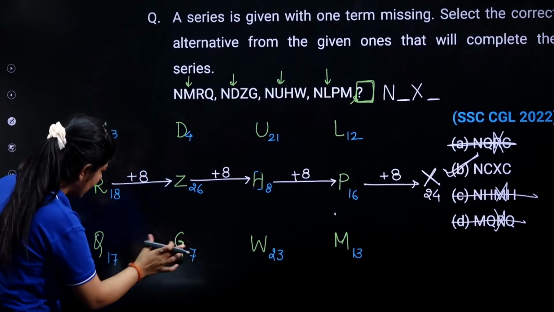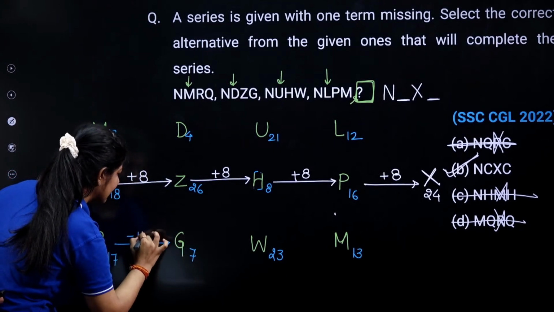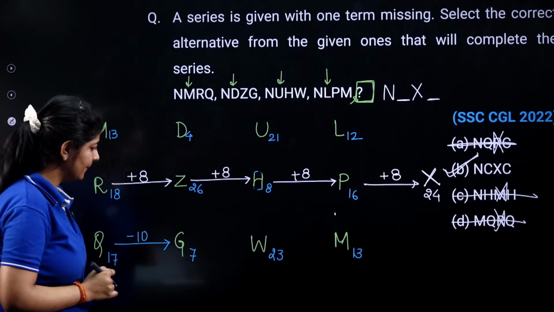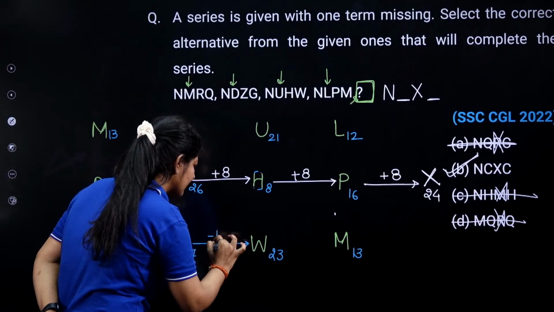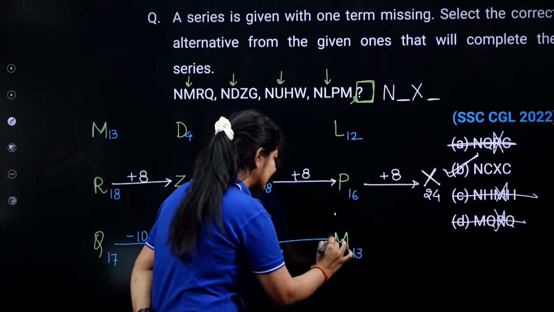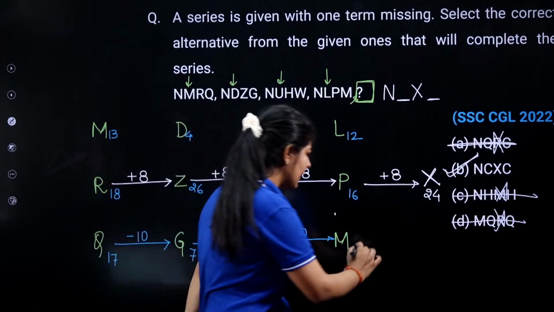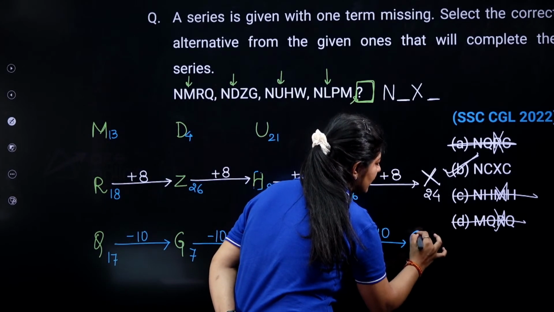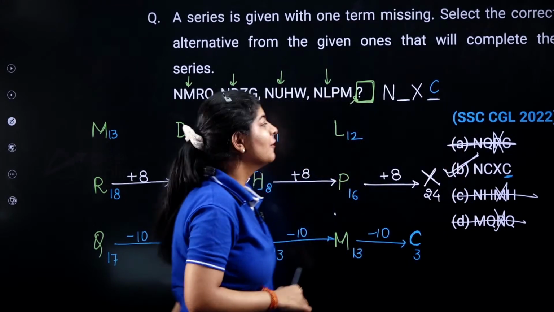Okay. Here I am getting minus 10. If I subtract 10 from it, I will get this one, right? Now if I subtract 10 from this one, again I am getting 23. 23 minus 10, 13. Again minus 10, we are getting 3. 3 is associated with C. Are we getting C? Yes. First one.